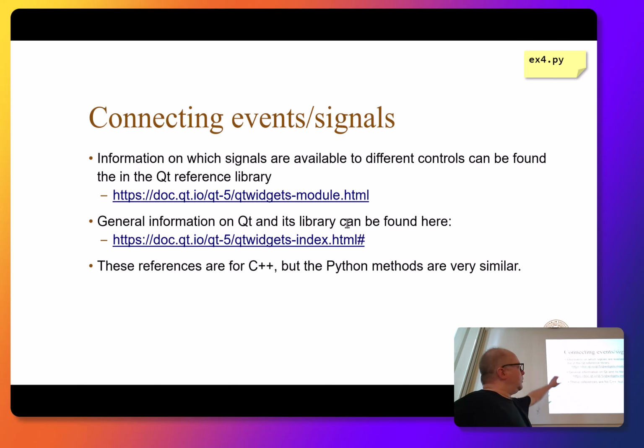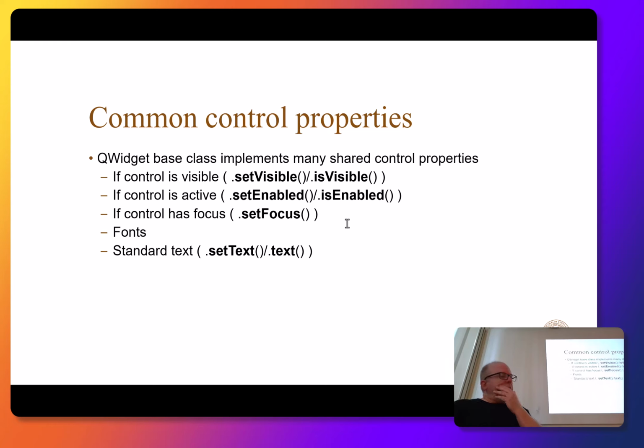And there is a lot of documentation here. The documentation is for C++, but it's very similar to the Python modules. So you can see which signals they send and which parameters you have to add to your event method to connect it. Then there are some properties on the widget controls as well, that are similar for all QWidget derived classes.